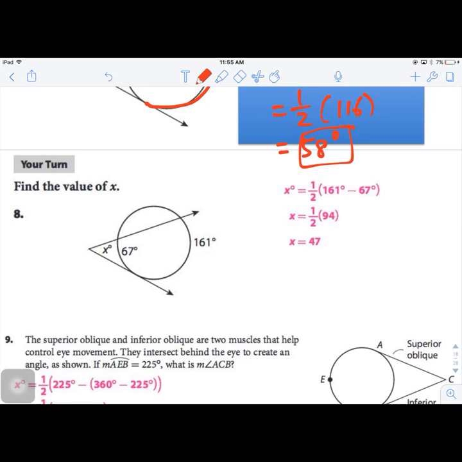And continuing, this next one is the same thing. So let's go through this. The angle x is equal to half of the big piece, which is 161, minus the small piece, which is 67, and that is half of 94, which gives you a final answer of 47 degrees for the external angle.